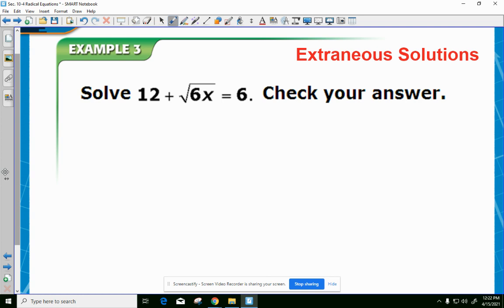Just so we're all on the same page, what's going to have to move first? The 12. Good. The 12 is on the side of the variable. It is outside of the square root. So I'm going to move the 12 to the other side first. Once you've got it down to that square root, you're going to want to square both sides. Okay, but if you minus it from this side, you've got to minus it from that side. So it'd be 6 minus 12.